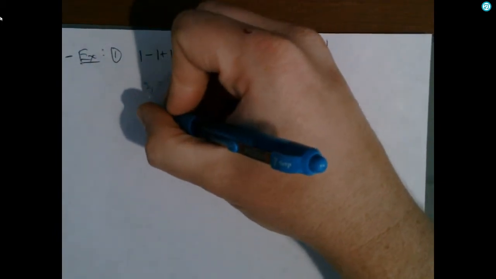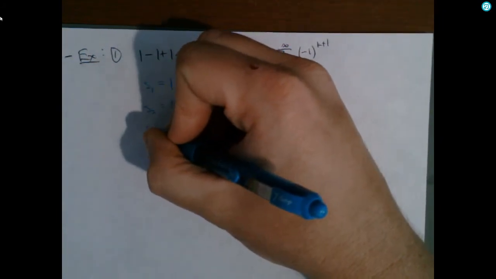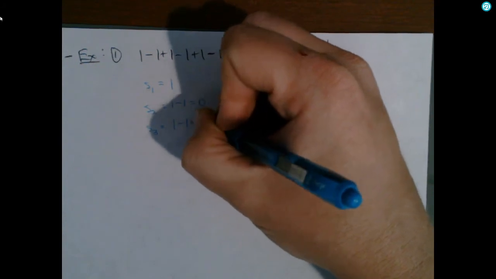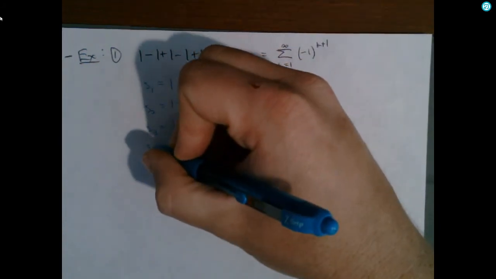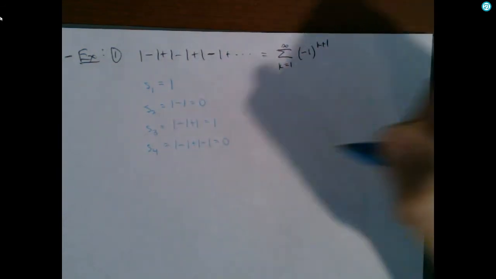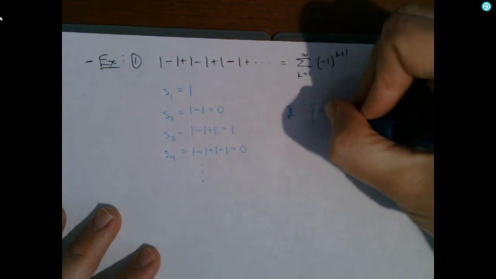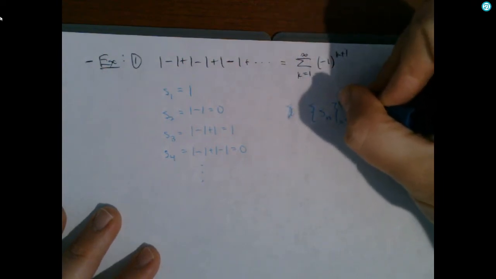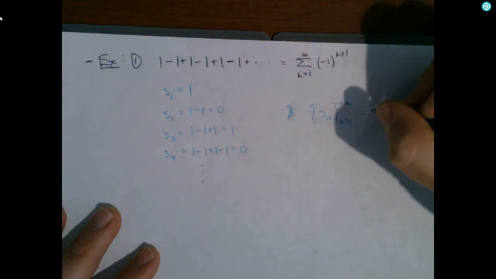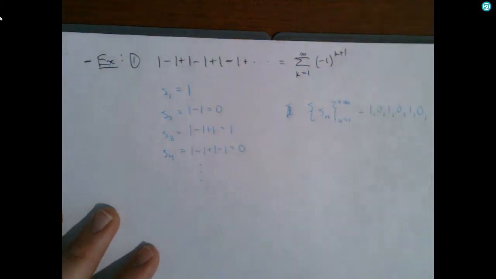S1 would just be 1. S2 would be 1 minus 1, which would be 0. S3 would be 1 minus 1 plus 1, which would be 1. S4 would be 1 minus 1 plus 1 minus 1, which is 0. Okay, and so forth. So the sequence of partial sums S sub n, from n equals 1 to infinity, is 1, 0, 1, 0, 1, 0, etc.